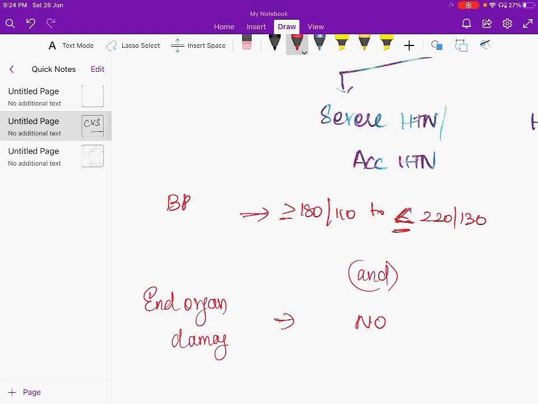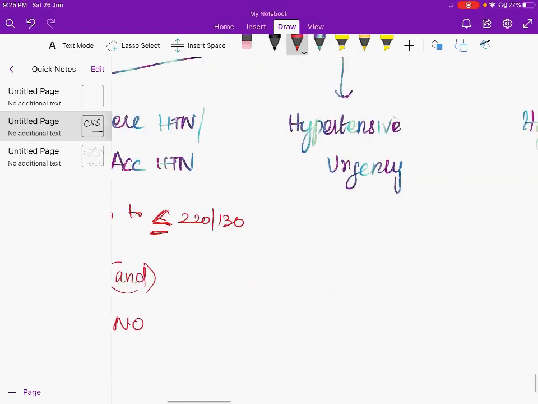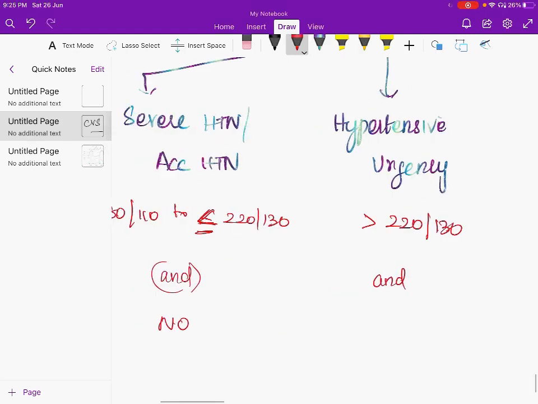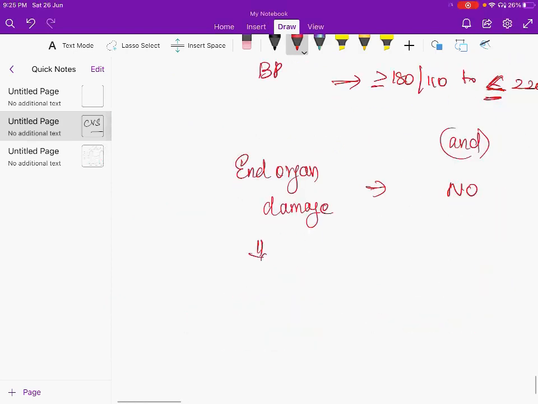So severe hypertension, accelerated hypertension, is nothing but a BP of more than 180/110 up to 220/130 with no end organ damage. And hypertensive urgency is nothing but the patient is having a BP of more than 220/130, but still there is no end organ damage. In which organs will you expect end organ damage?